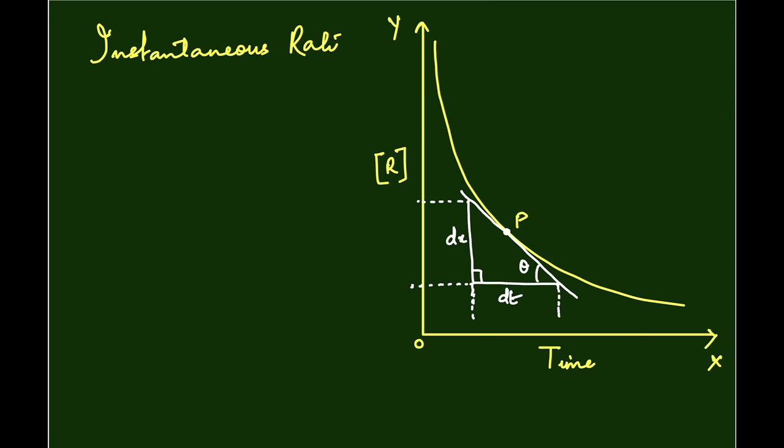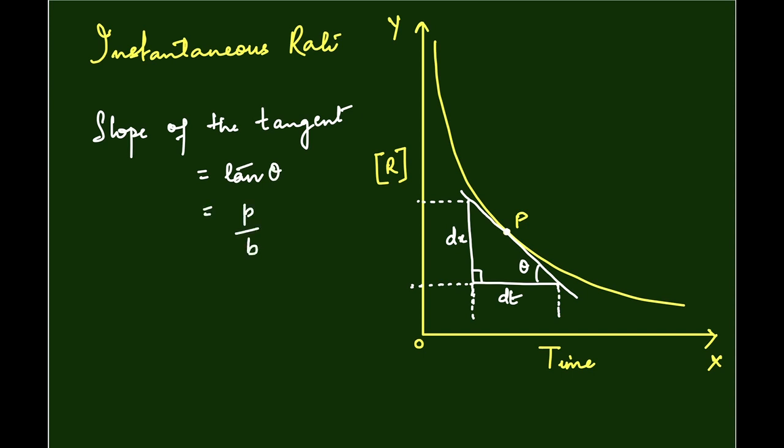So the slope of this tangent is given by tan theta. Tan theta is perpendicular by base, and what is the perpendicular here? Perpendicular is dx divided by base, the length of the base is dt. So the slope of this tangent drawn at P gives us the value for the rate of reaction. The slope of the tangent, which we generally mark as m, will give us the value for the rate of reaction, dx by dt.